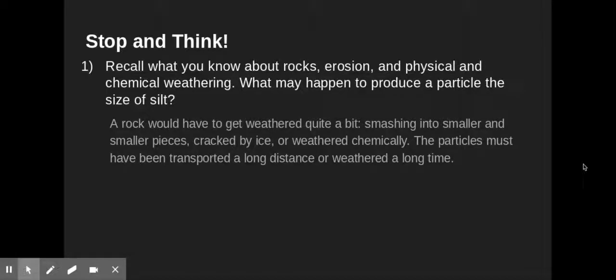So here's the answer. A rock would have to get weathered quite a bit. I hope that's what you said, that it would need just a little bit extra weathering in order to break down to an even smaller size. So either through physical weathering of smashing into smaller and smaller pieces through abrasion, maybe cracked by ice over and over again until it got that small, or maybe through acid rain, weathered chemically until it became one of the smallest sizes, silt. Also, the particle we talked about, the rocks being eroded and weathered through a river, maybe the particles were transported a very long way and weathered for a very long time in order to be so tiny. So here's my second question.